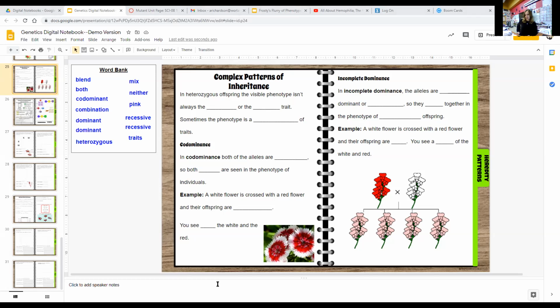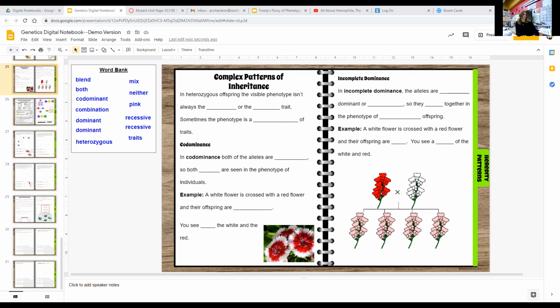When we talk about these more complex patterns of inheritance, we're going to look at just the heterozygous, right? Normally we've been looking at a dominant trait. Homozygous dominant would be dominant, dominant. Homozygous recessive would be recessive, recessive. We're going to focus on the heterozygous, a dominant and a recessive. That's going to be our focus for the next couple of days: what happens with those heterozygous genotypes, big letter, little letter, and how does that affect how certain traits are inherited.